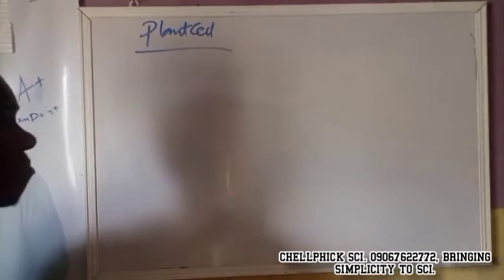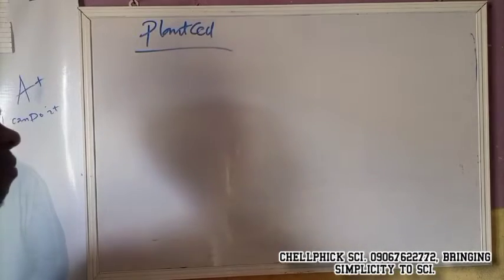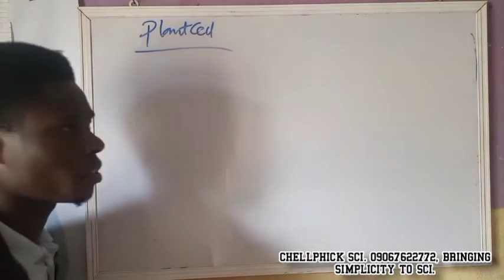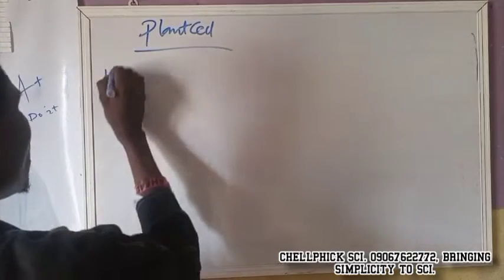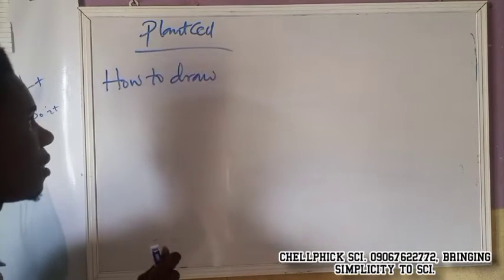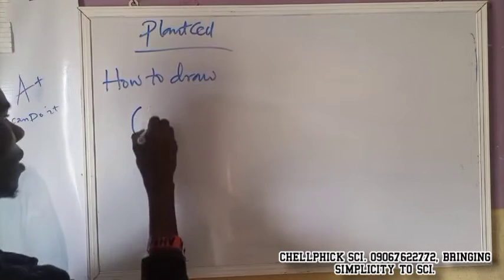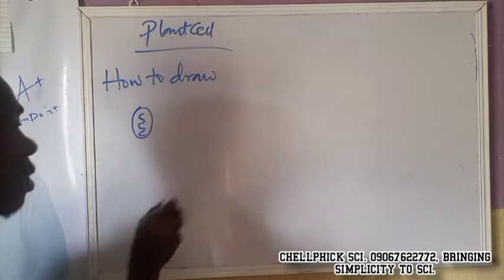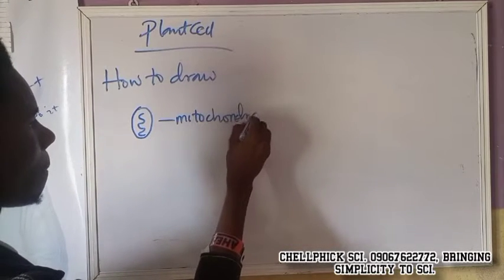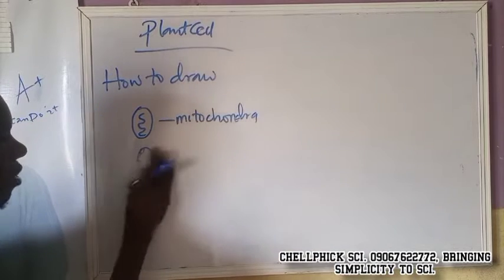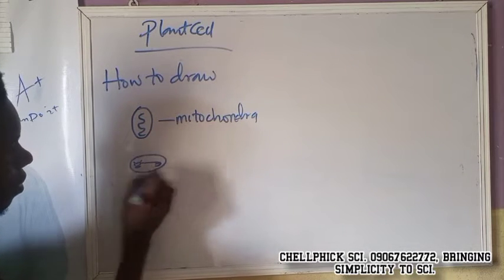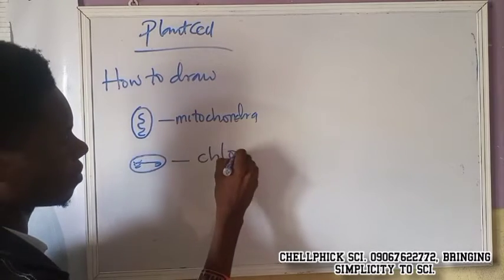There is much emphasis on how to draw the plant cell. It is very simple. Okay, let me quickly teach you how to draw the plant cell. I will try my best to show some important diagrams. When you see something like this, it means mitochondria. When you see something like this, it means chloroplast.